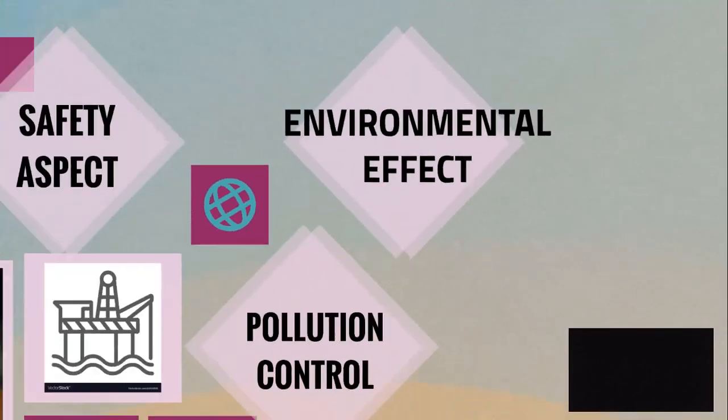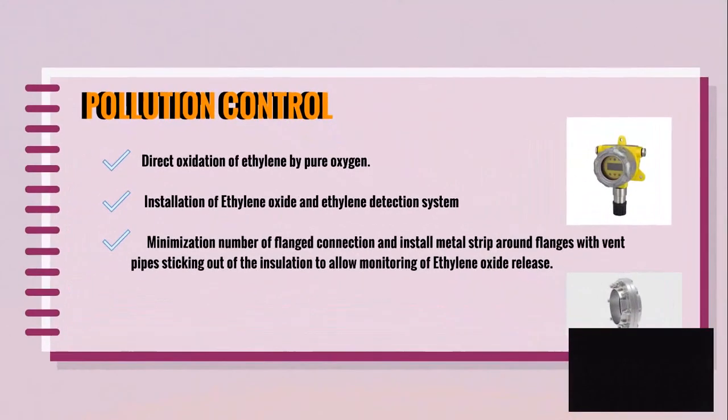Pollution control. There are a few recommended emission preventions that we can use to avoid environmental pollution. The first one is direct oxidation of ethylene by pure oxygen. It will lower the ethylene consumption and also lower the gas production. The next one is installation of an ethylene oxide and ethylene detector system. This system is for continuous monitoring of ambient air quality.